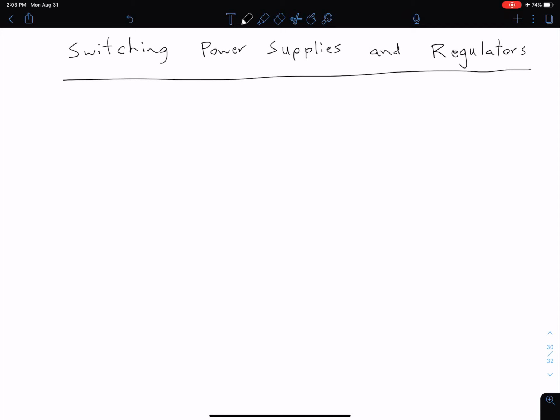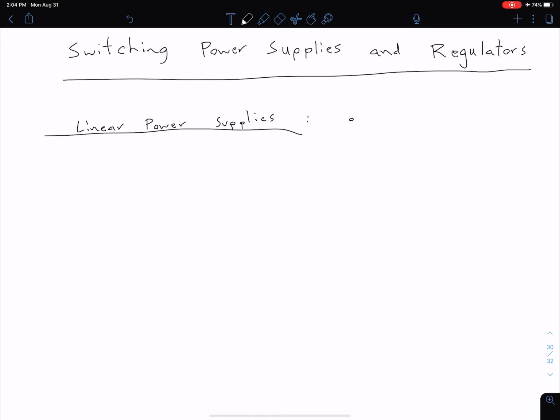So a few videos back we were talking about the different types of power supplies or voltage regulators, and the first type that we had looked at was our linear voltage regulator, or we can also call these linear power supplies. And then the second type, which we're going to be getting to today, is our switching power supplies. So first let's highlight again why we want something to improve upon our linear power supplies.